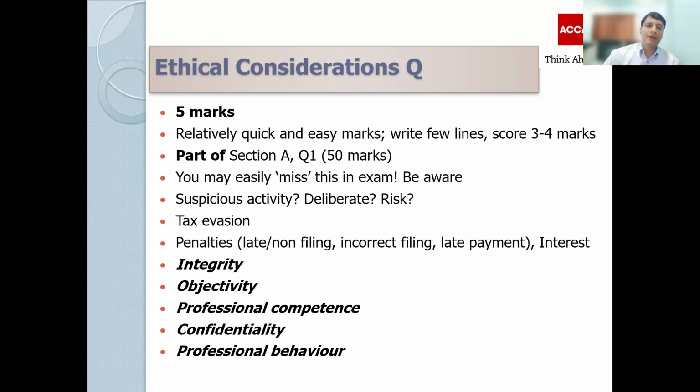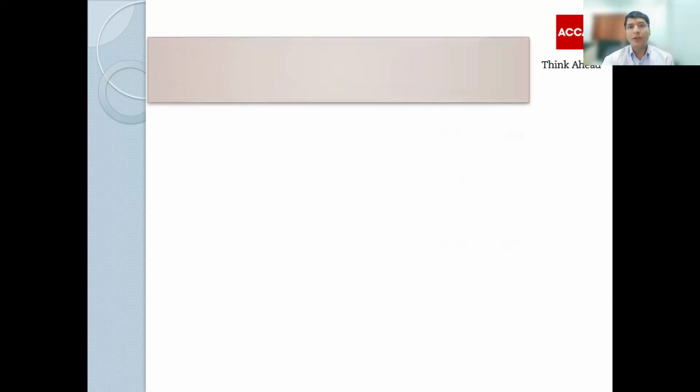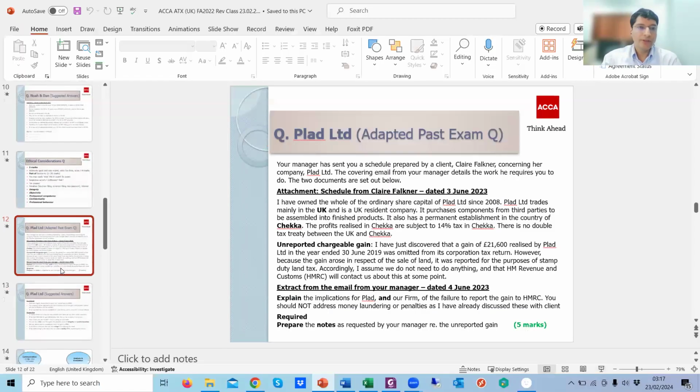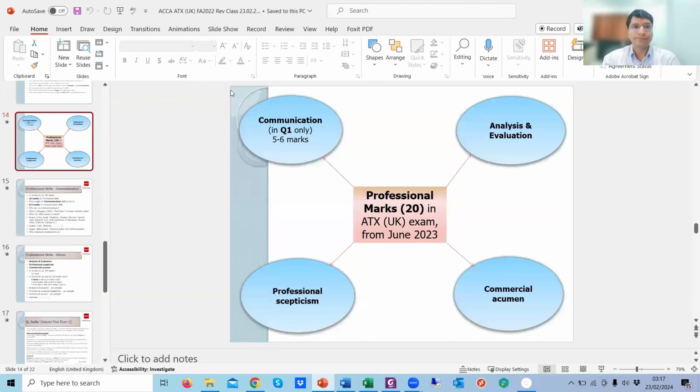These 5 weird and wonderful words, try and remember from the code of conduct. And you will try and relate 2 or 3 points from these 5 words to the case study. Then it will take you to at least 3. So here I have a question about professional skills. I'm going to very quickly chat through. Let me take you here.